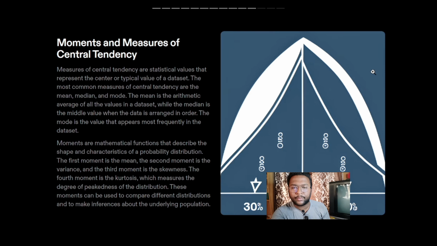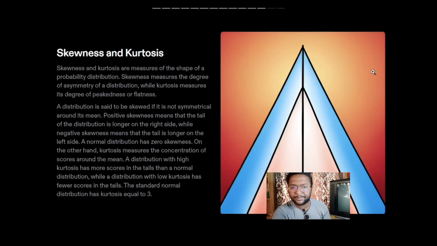So coming on to the next one, moments and measures of central tendency. Measures of central tendency are statistical values that represent the center or typical value of a dataset. The most common measures of central tendency are the mean, median, and mode. The mean is the arithmetic average of all values in the dataset, while the median is the middle value when the data is arranged in order. The mode is the value that appears most frequently in the dataset.